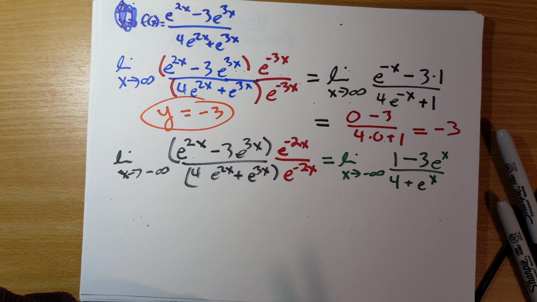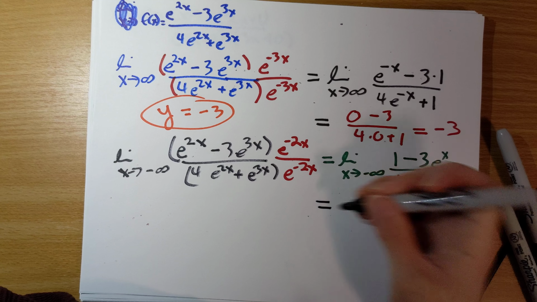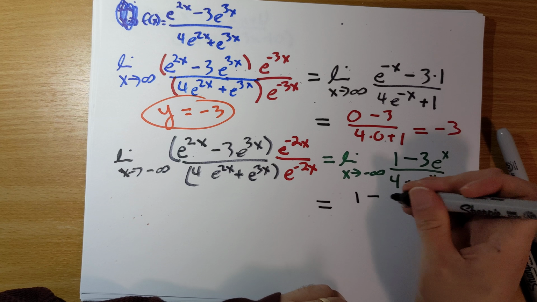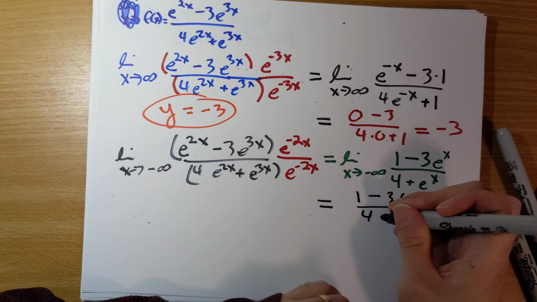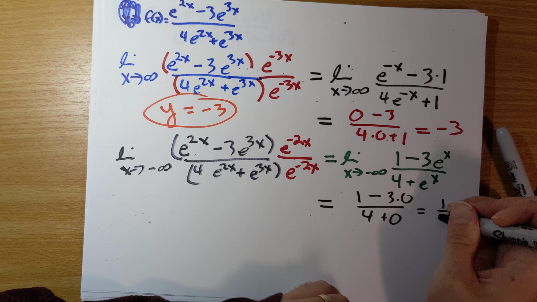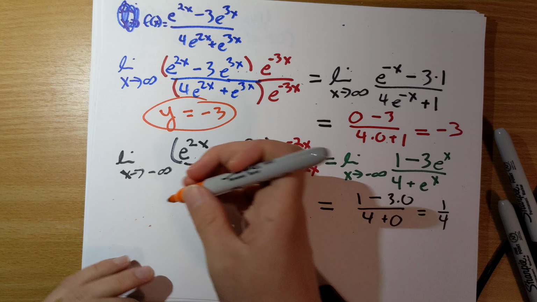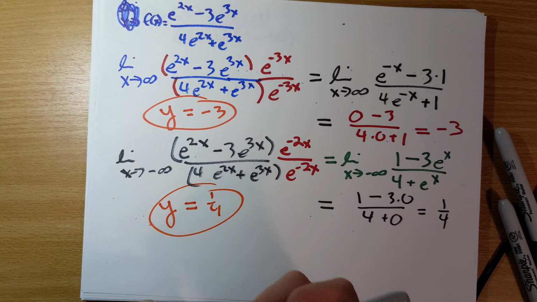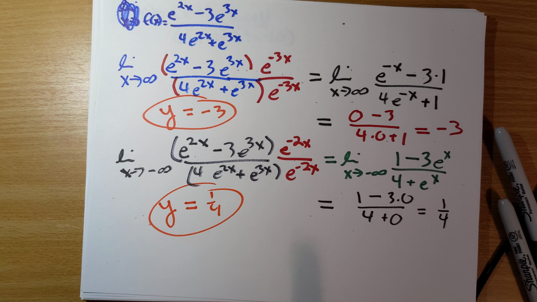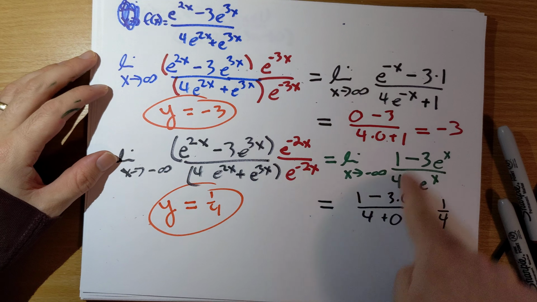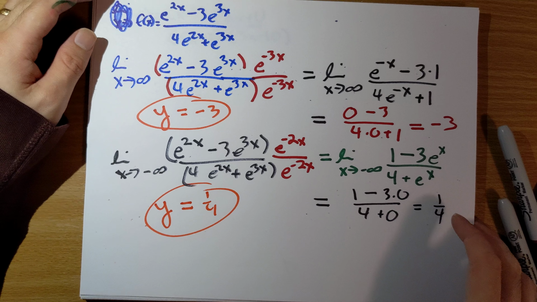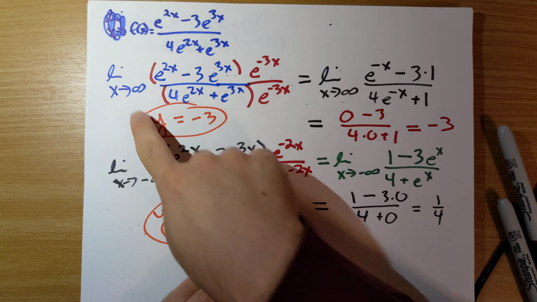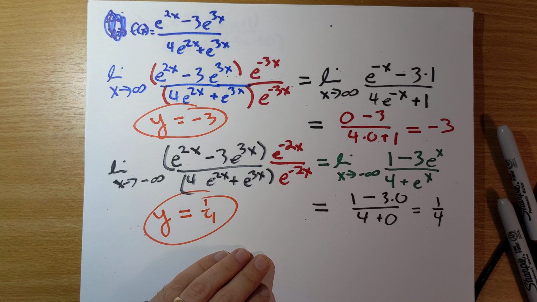And now, as x goes to negative infinity, e to the x still goes to 0, and we're left with 1 minus 3 times 0 over 4 plus 0, and that's 1/4. So y equals 1/4 is our other horizontal asymptote. So a little bit of clever manipulation here in order to identify the horizontal asymptotes. Also remember, horizontal asymptotes, that phrase means limit as x goes to infinity and limit as x goes to negative infinity.